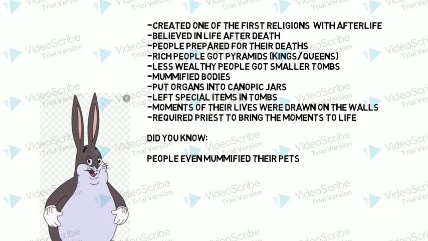Less wealthy people got smaller tombs prepared for them. They even took the time to prepare the bodies to preserve them. They mummified the bodies, they put organs into canopic jars because they believed they needed them for the afterlife, and they left special items in the tombs as well for the people for the afterlife.